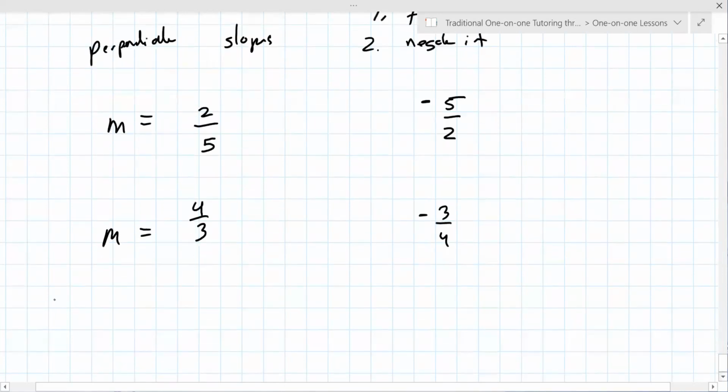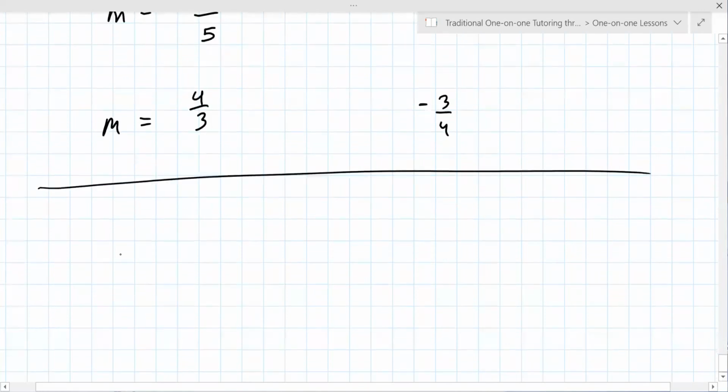Okay. So let's say I give you the slope of -2/3. You're going to flip it. What's the flip of -2/3? 3/2. Then you're going to negate it. So what do two negatives make? Positive. Yeah.